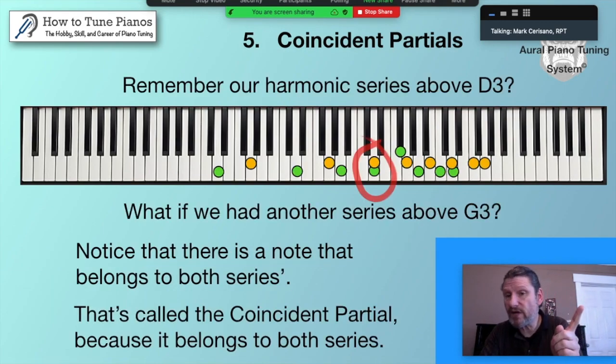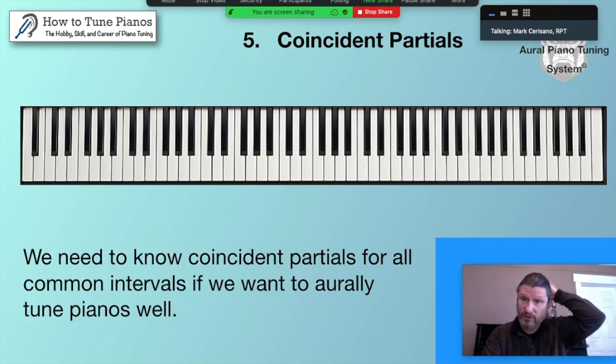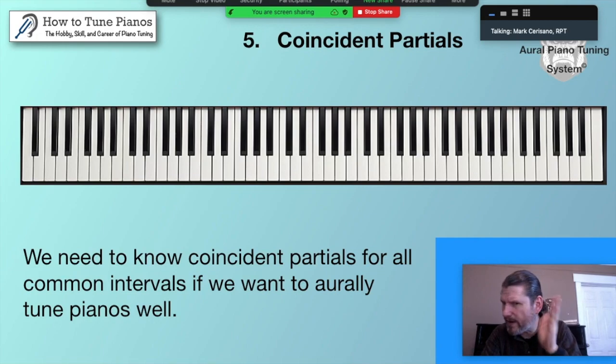When an interval is not in tune, it's because those two frequencies aren't the same. I shouldn't say not in tune. It's not pure. When an interval is not pure, and we'll talk later about pure, wide, and narrow, that means that those two frequencies are not the same. And we often tune intervals in the piano that are not pure. So we need to know where that beating is occurring. If you don't know what the coincident partial is, you won't be able to know where am I listening.